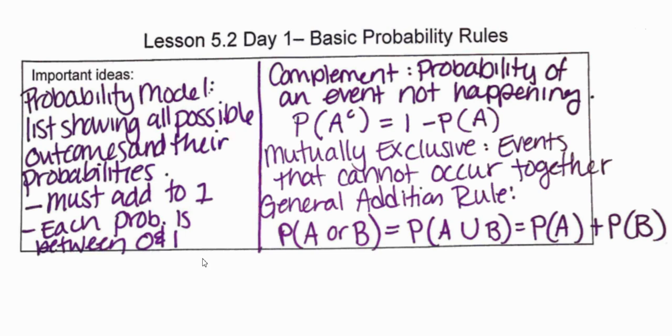The first is probability models, a list showing all possible outcomes and their probabilities. This is where you make a table of all the different types of outcomes and try to determine the true probability of an event to occur. When you do this probability model, they must add up to 1. Each probability is between 0 and 1. Those are some key features that you need to make sure that you have when doing a probability model.